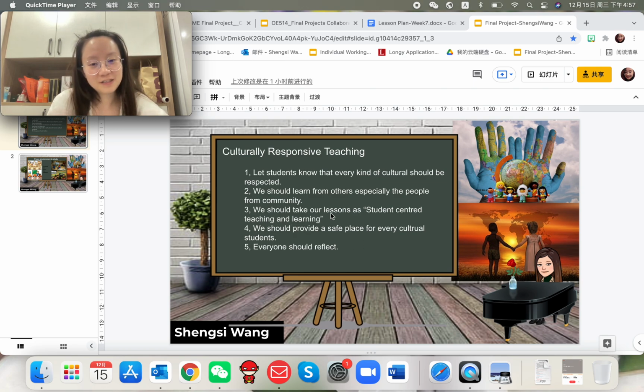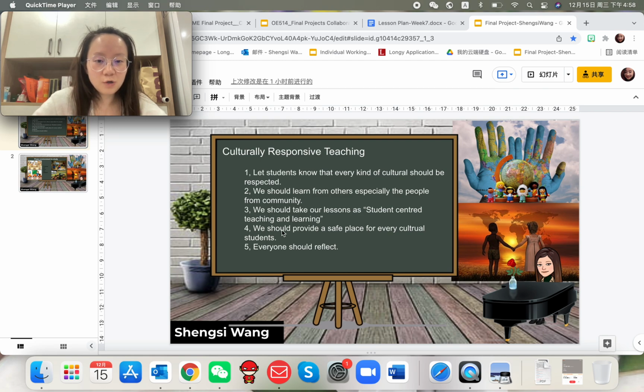And the third one is we should make our lessons student-centered teaching and learning. It is very easy to forget this, because we are teachers teaching students knowledge, but what the students need is very important. We need to let students know how to do it. So we need to be concerned about what students know and what they don't know, and always think that this lesson is for all of the students, not for us.